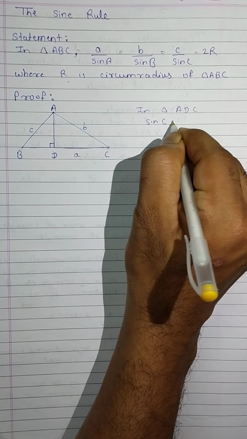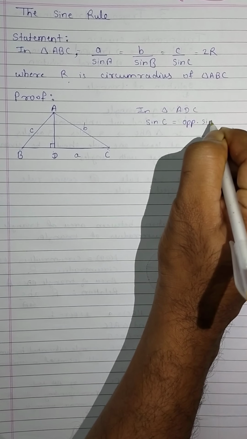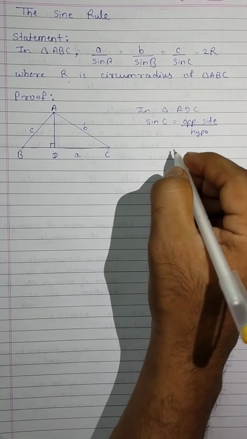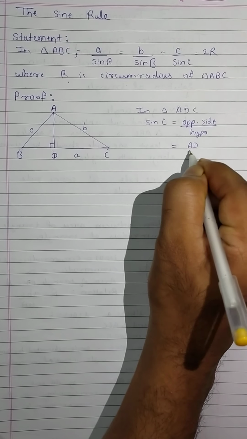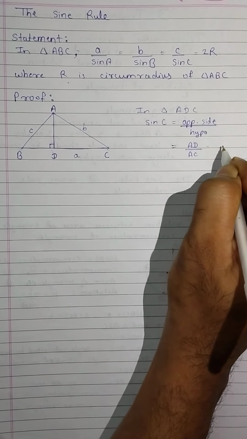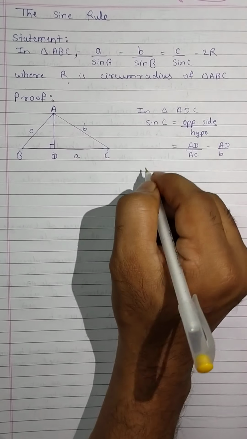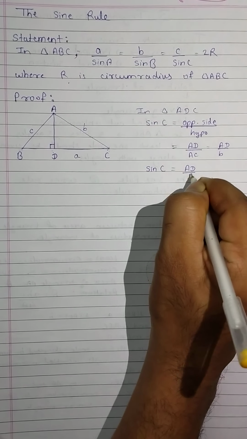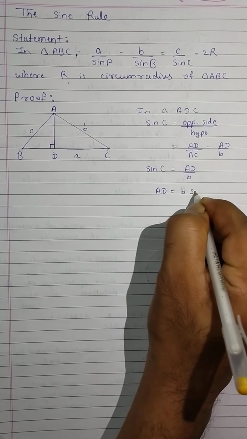sin C, what is the formula for sin C? Opposite side upon hypotenuse. Now opposite side over here is AD, upon hypotenuse is AC, which is nothing but AD upon length of AC, small b. So we got sin C is equal to AD upon b, which is nothing but AD we can write as b into sin C.